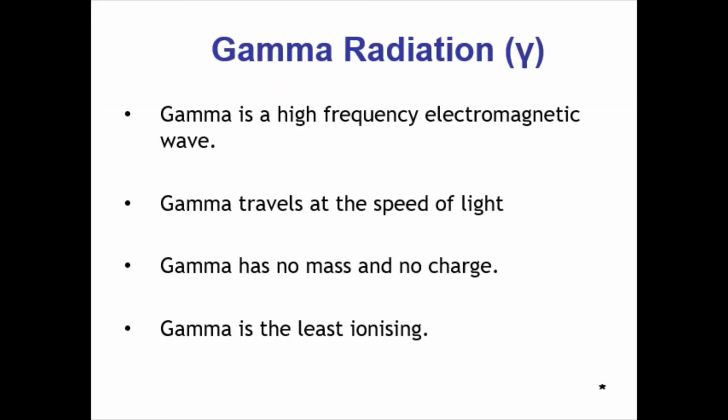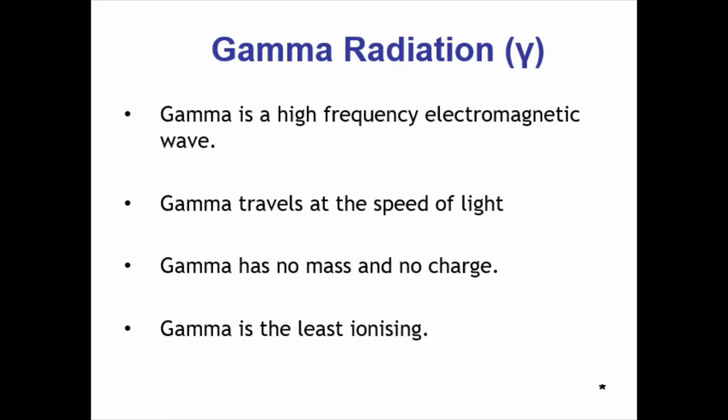Gamma is a high-frequency electromagnetic wave, travels at the speed of light, 300 million meters per second. It has no mass and no charge. It penetrates lots of things, but it doesn't do very much ionization. So gamma will travel through your body, but it does less harm than alpha does because it doesn't do as much ionizing. It does still do some harm if the dose is high enough though.